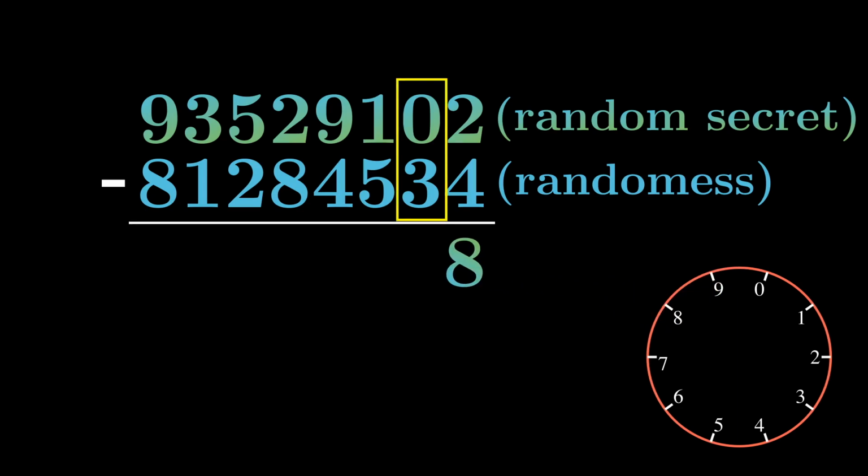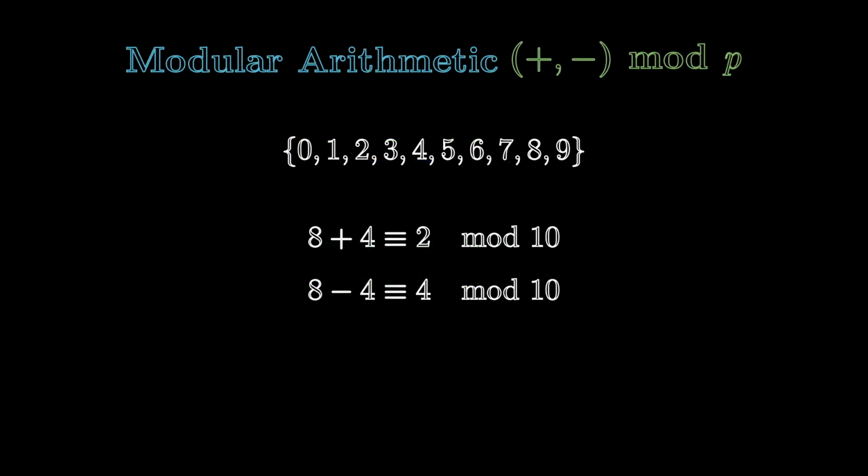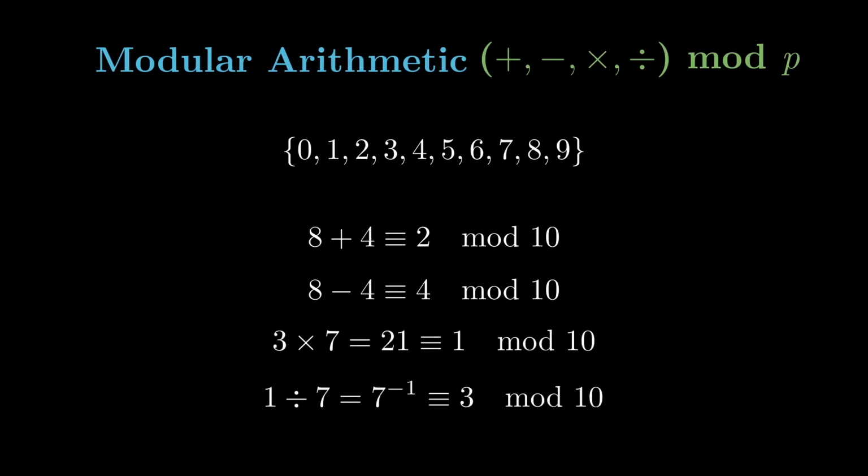Similarly, we have a 0 and a 3. We will start at 0 and move 3 divisions anti-clockwise. This gives us a 7. We can subtract all the remaining digits like this and end up with our original secret number. This way of adding and subtracting numbers is called modular arithmetic. You can do a lot more than just addition and subtraction, but we'll discuss more about it at a later point in this video.